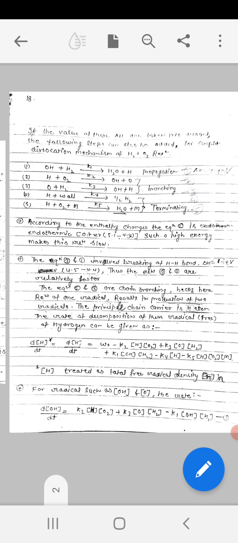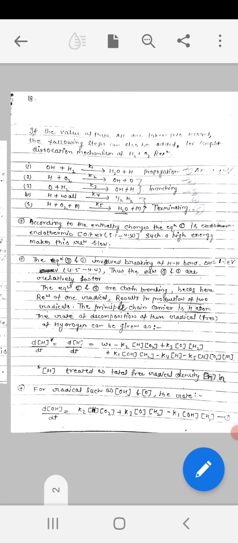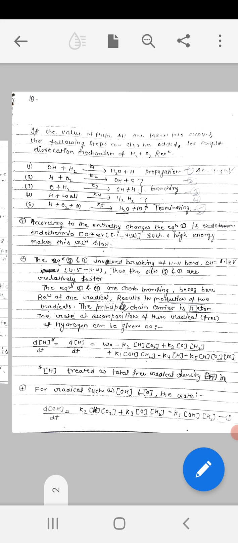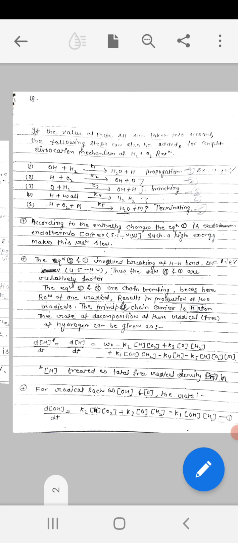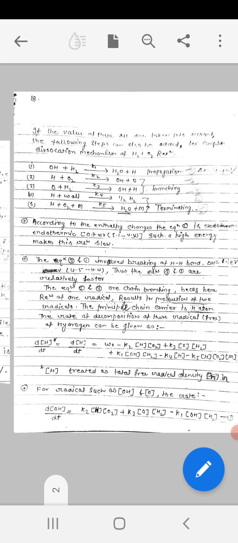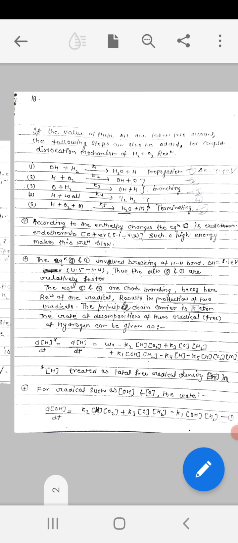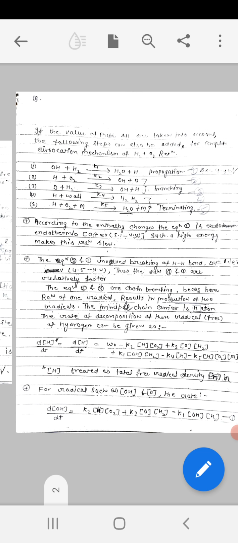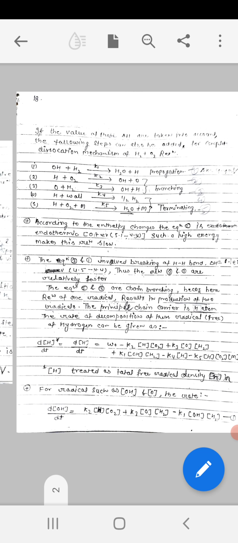On applying the steady state approximation, d/dt of OH is equal to d/dt of O, and this is equal to 0. From equation 2, we get that K2 into concentration of H into concentration of O2 is equal to K3 into concentration of O into the concentration of hydrogen. Hence, applying the steady state concept on the oxygen atom concentration, we come to the point that K2 into H into concentration of O2 upon K3 into concentration of H2 is equal to the concentration of oxygen. This is equation number 3.